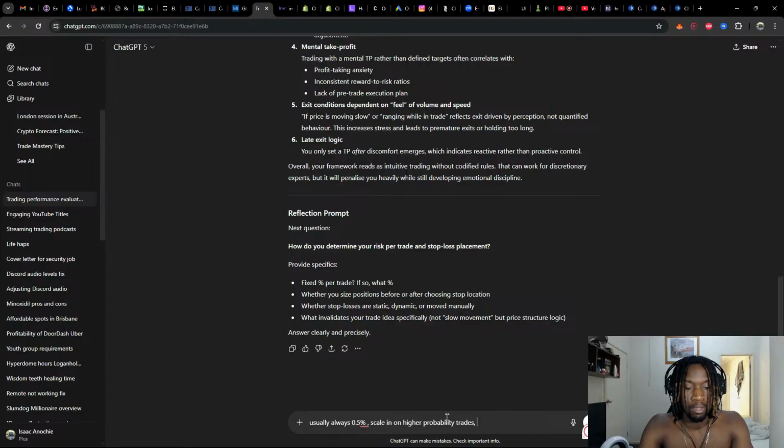Before. First, I choose stop location. Whether stop locations are static, dynamic, or moved manually. I'm pretty sure static. Static and don't move.